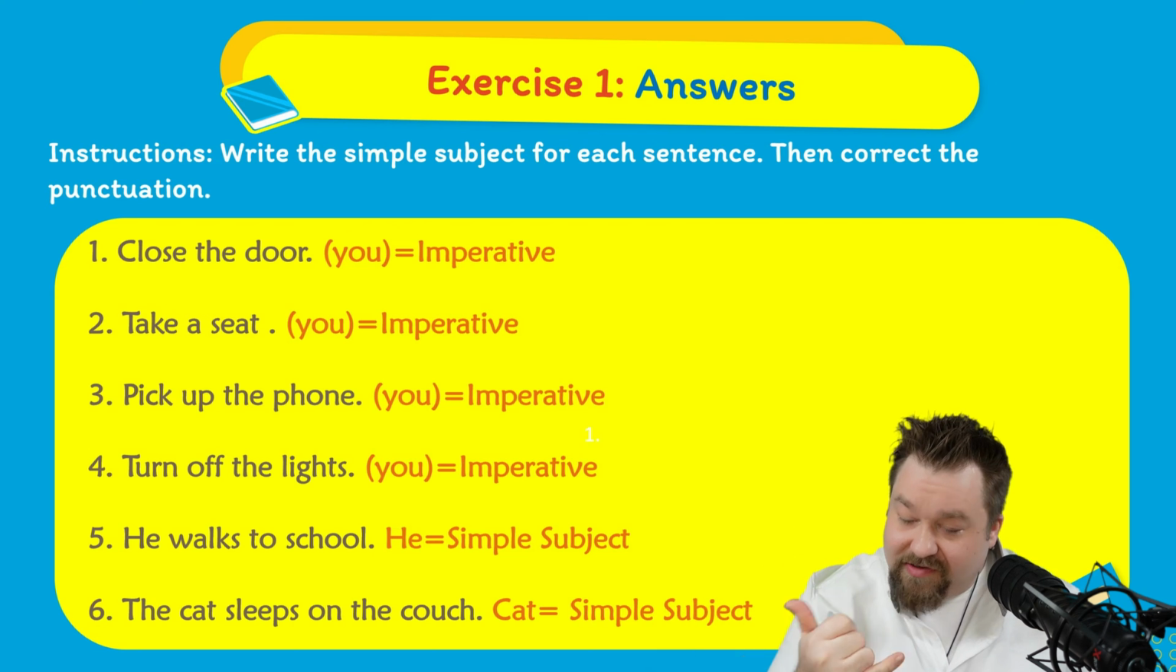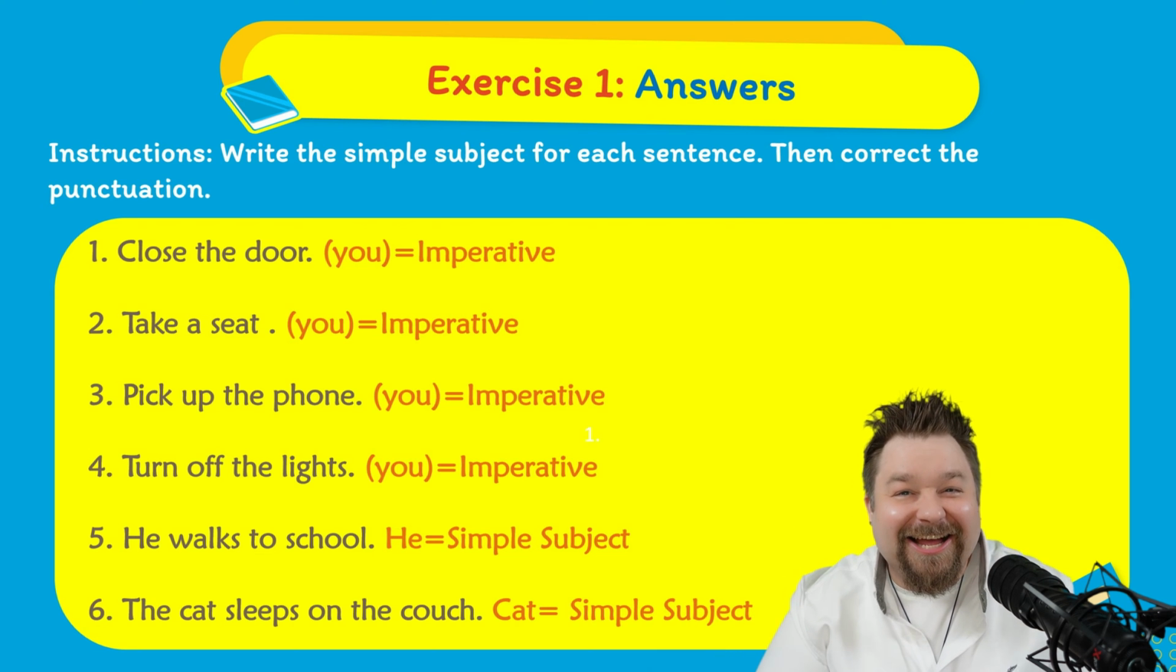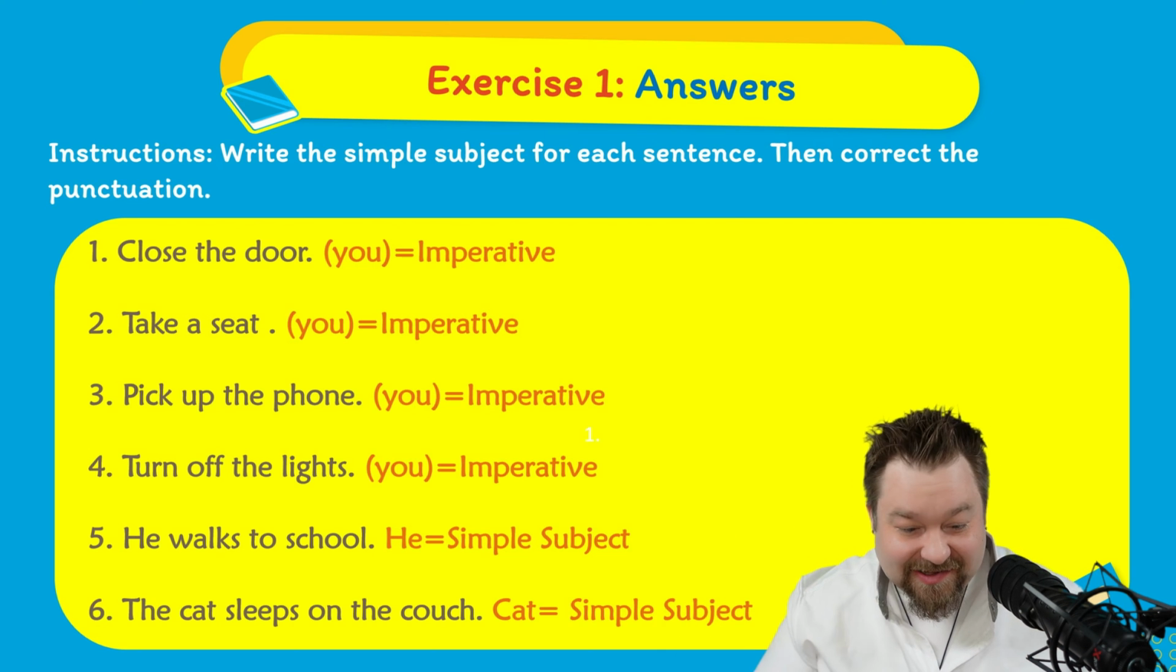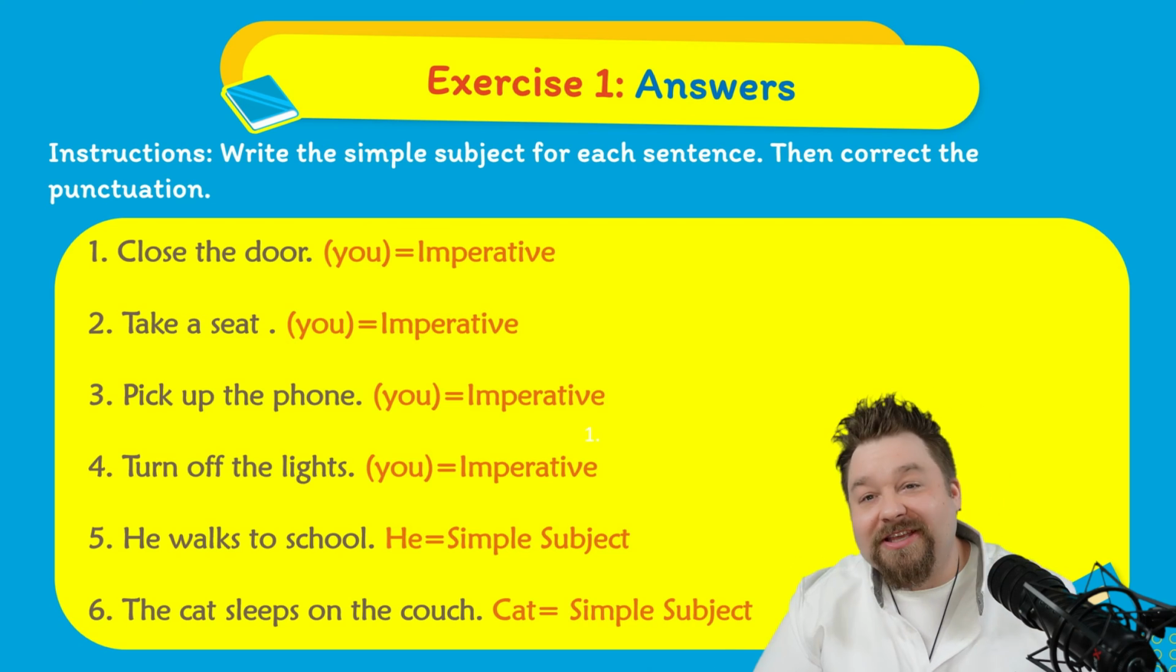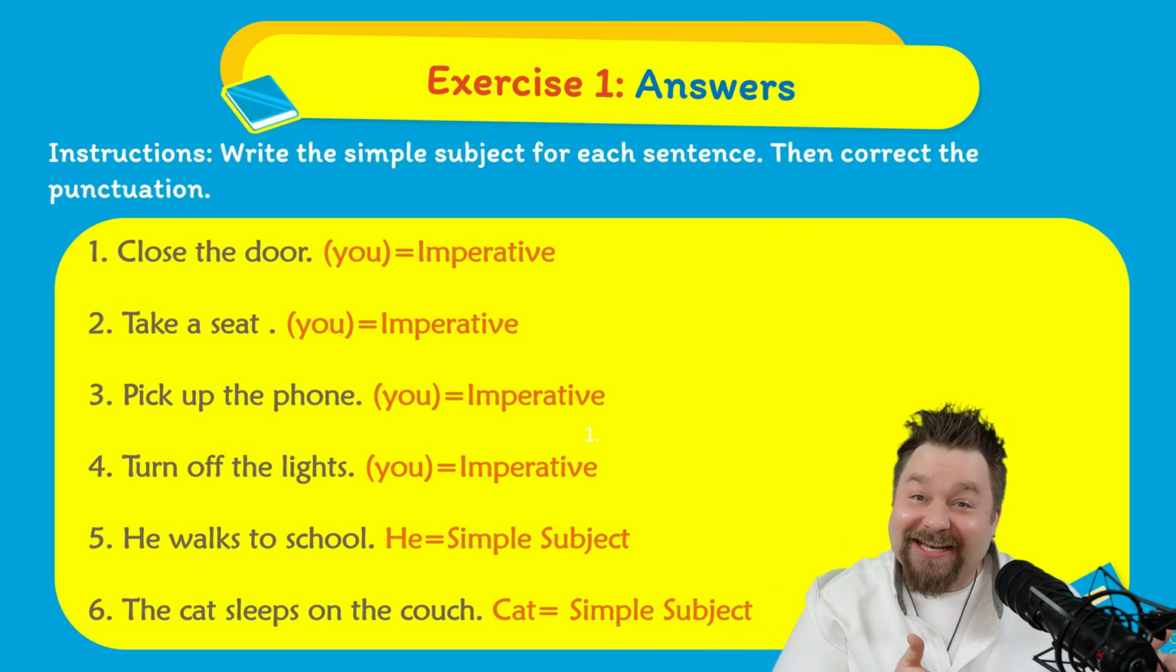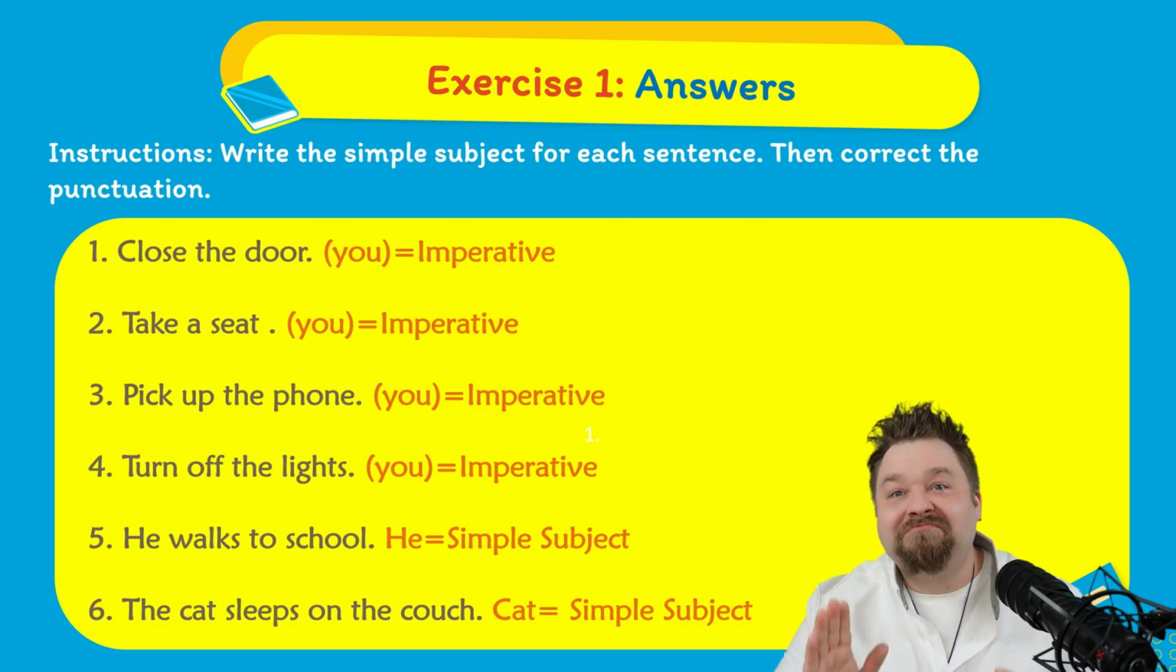And number 6, I don't know why I'm doing this a lot today. It's a day for this, I guess. The cat sleeps on the couch. On the couch. Yeah, on the couch. What's our subject? The cat. What did it do? Sleep. Cool. We've got this. You've got this. That's right, you do.